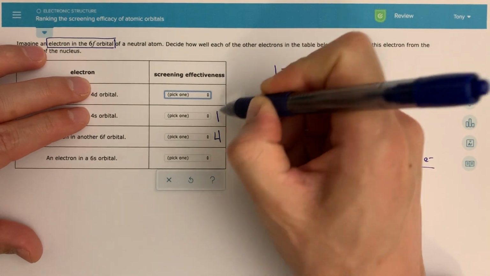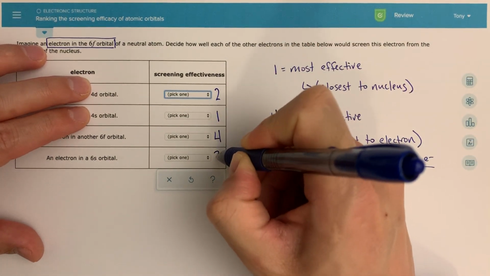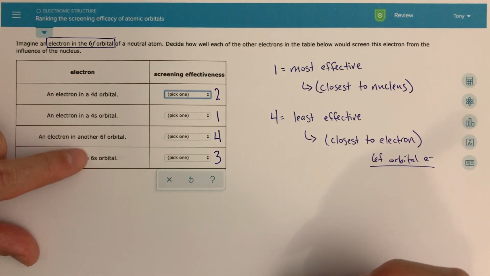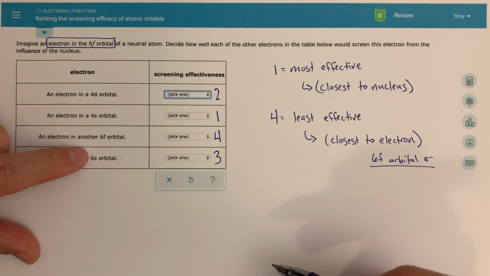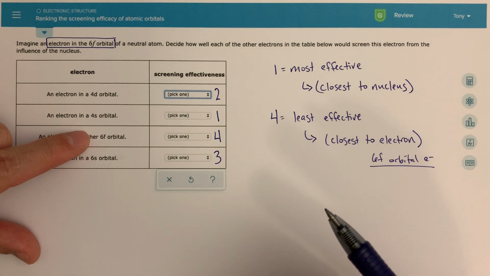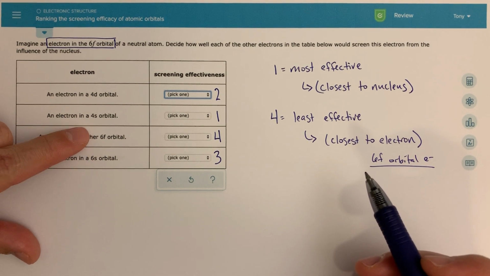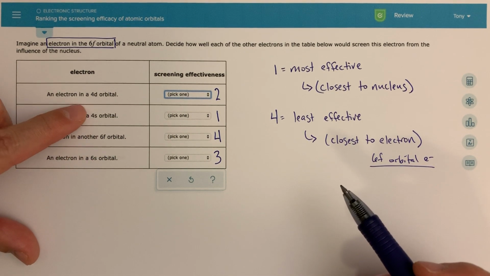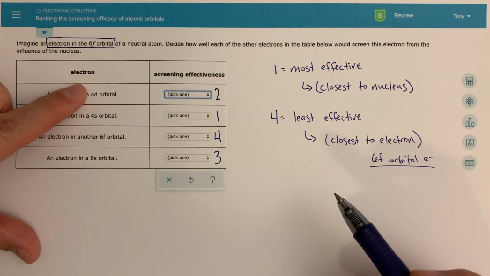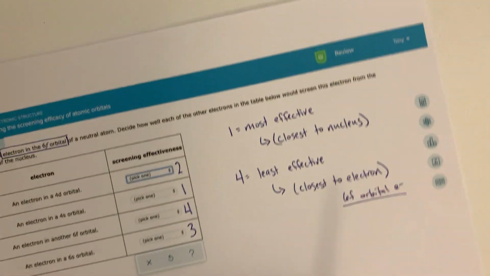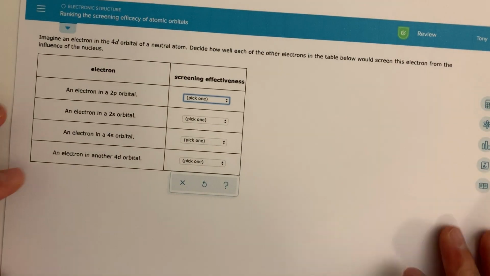So this would be number 1. Then this would be number 2, and then this one has to be number 3 because it's a 6s orbital. It's going to do a slightly better job than 6f because, like I said, in a given energy level, it goes s, p, d, f. So 6s is going to be better than 6f, and then s is going to be better than d for that level 4. So let's do another one and get a little more practice.